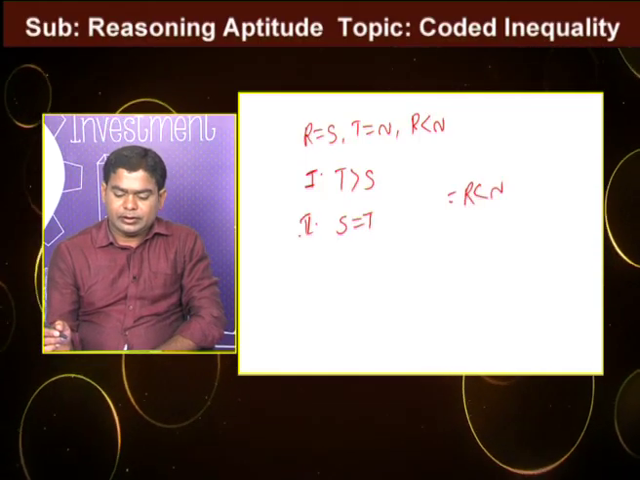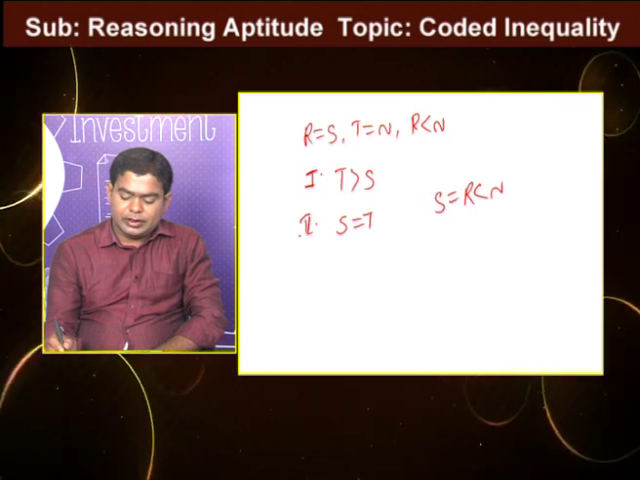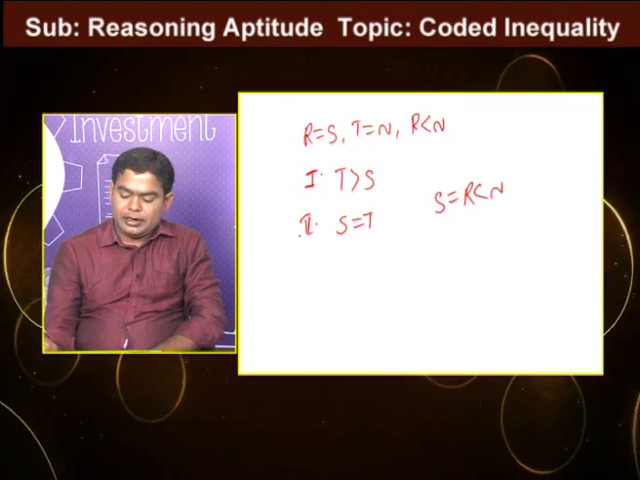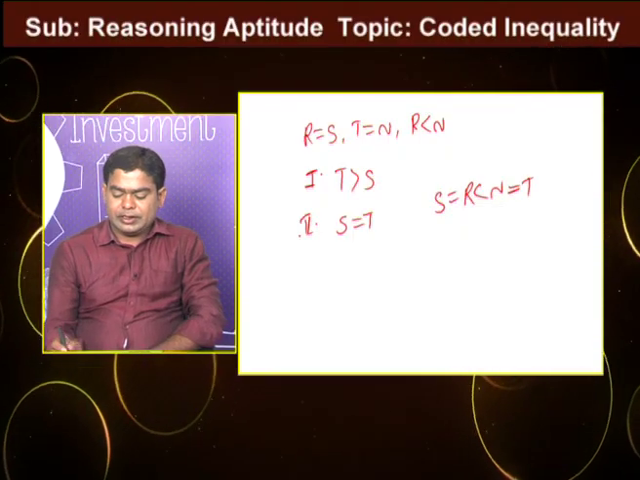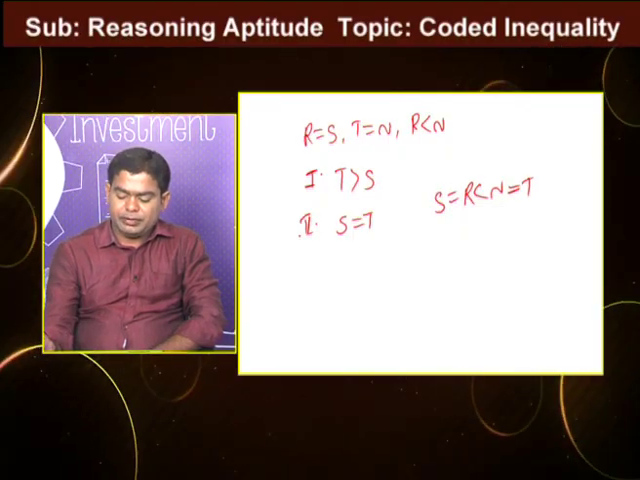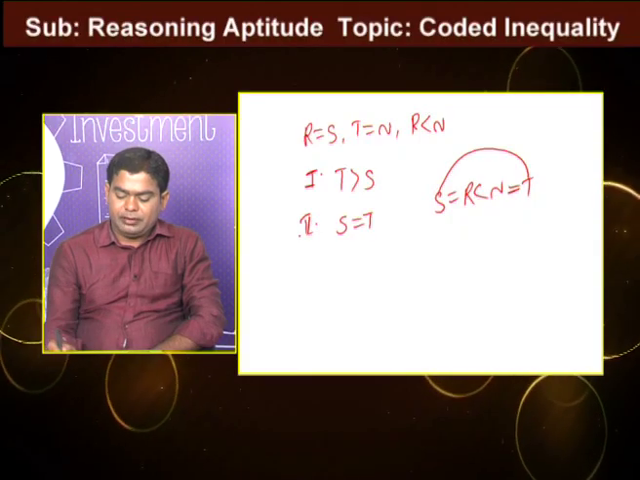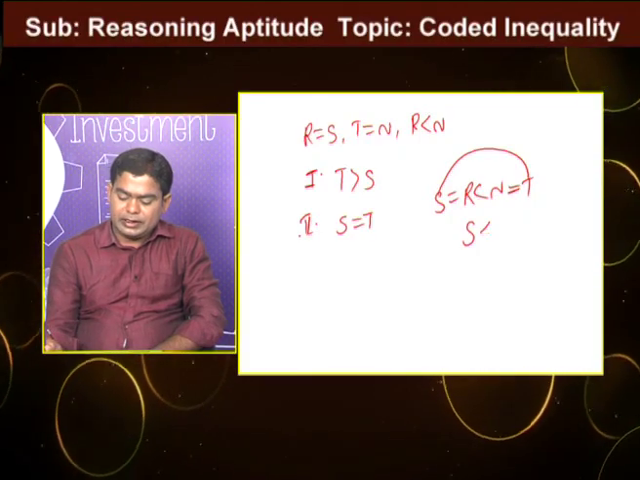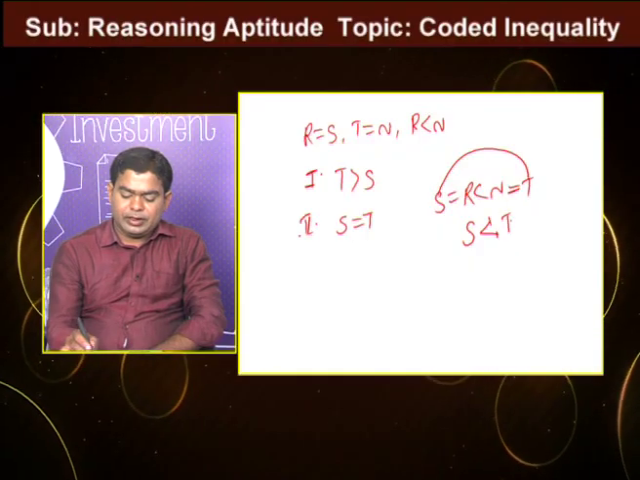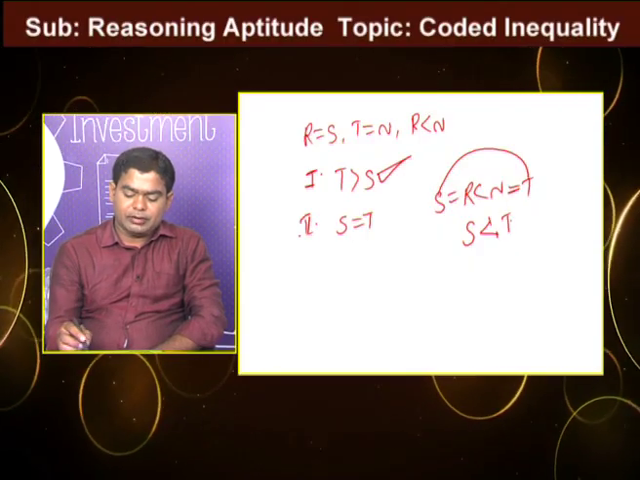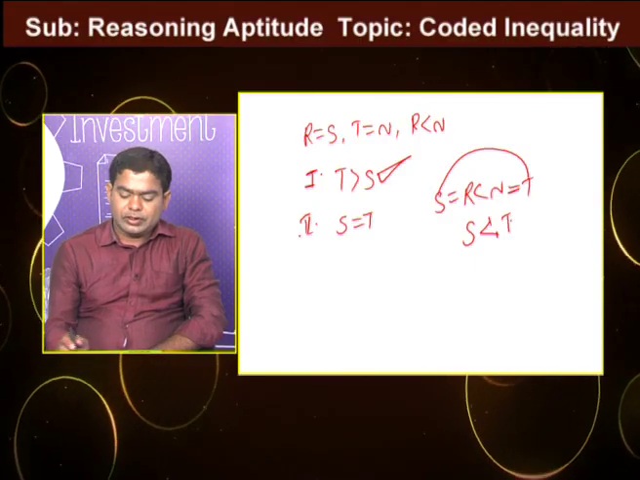Again this R is related with n, n is related with T. So this is the combined statement. In this combined statement, we verify the relation between T to S. We get S less than T. So here R and S are towards the T side, so here also T side, that means both are equivalent. That means conclusion 1 follows.